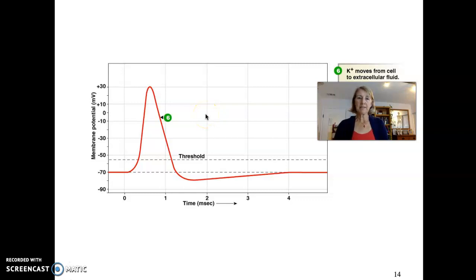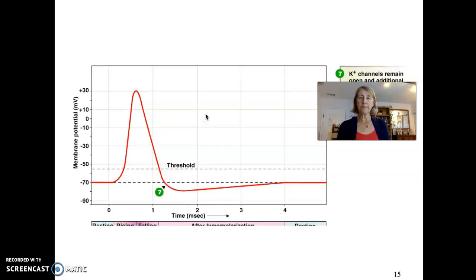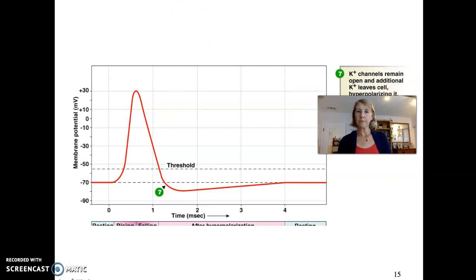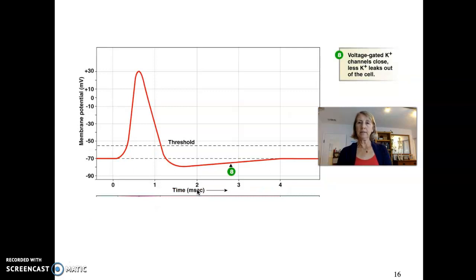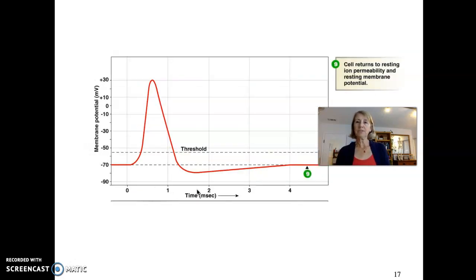So this is potassium still moving as we go down number 6. Number 7, the potassium channels remain open and too much of it leaves. Too much of it is leaving, so it becomes even more negative than to begin with. We call that hyperpolarization, very polarized. But in 8 here, the voltage-gated potassium channels now are going to close. Less potassium leaks out of the cell, and finally the cell returns to resting ion permeability and resting membrane potential.